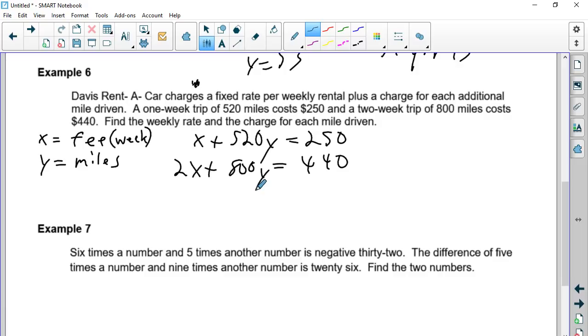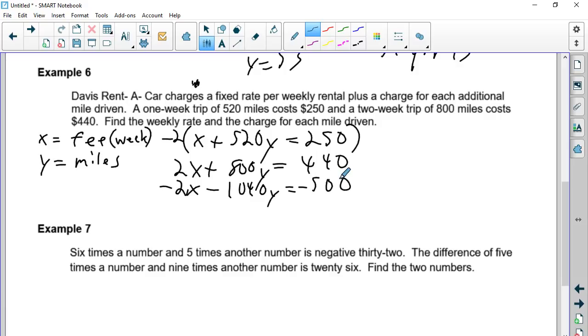So this would be an easy one to do for substitution. You can move the 520 over and substitute in, or I can easily turn x into negative 2x to cancel my x's. 520 times 2 is going to be 1040y equals negative 500.